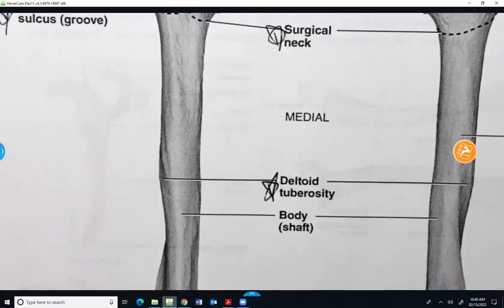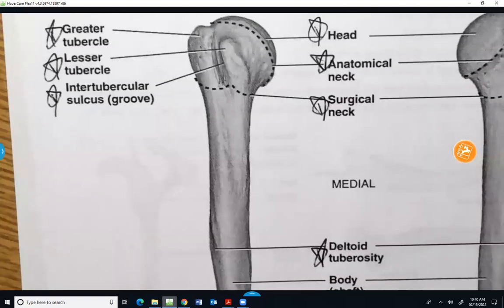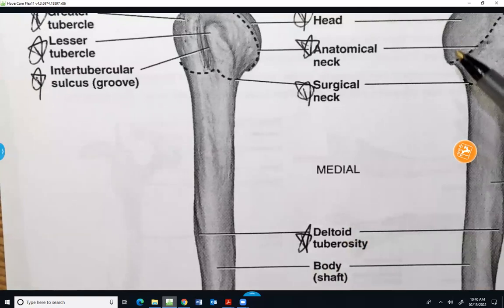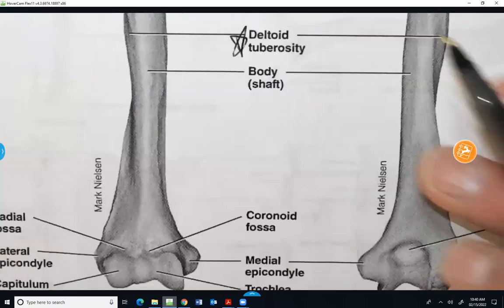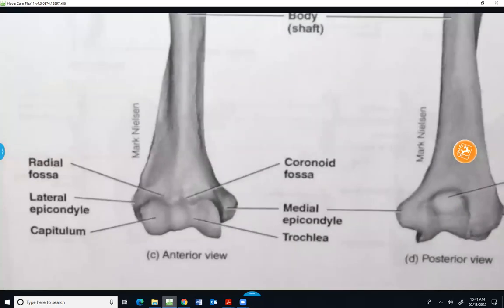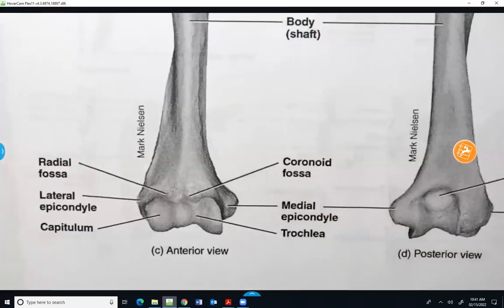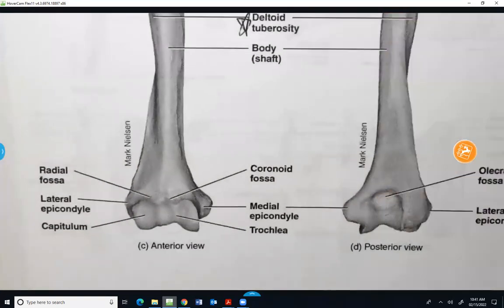And this is where your deltoid muscle, which is that big rounded upper shoulder muscle, attaches. It comes down from our shoulder and connects down here. That's the muscle that allows you to put your arms up like you're pretending to fly, which we do as kids. All right, not going to worry about the body or shaft or the radial groove. So we'll move down distally to where the elbow is.